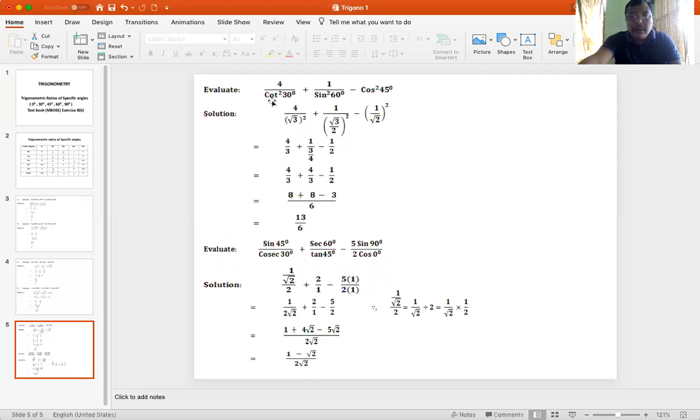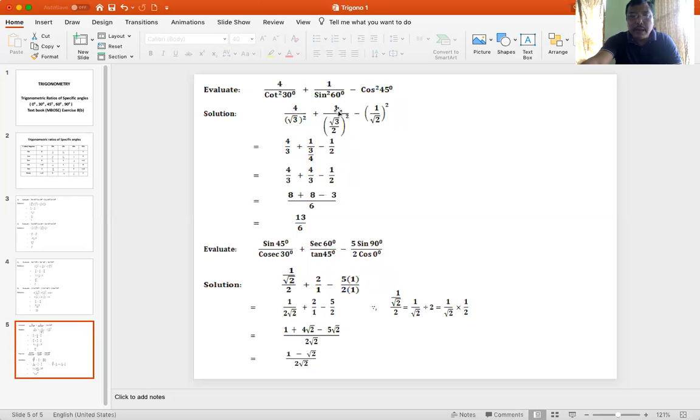Now here we have to evaluate this: 4 by cot square 30 degree plus 1 by sine square 60 degree minus cos square 45 degree. Now for the solution, as usual, 4 by, since cot 30 degree is root 3, so we write here root 3, because we have cot square here, so root 3 whole thing square.